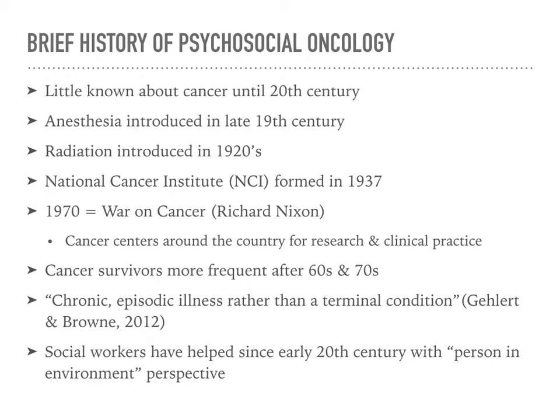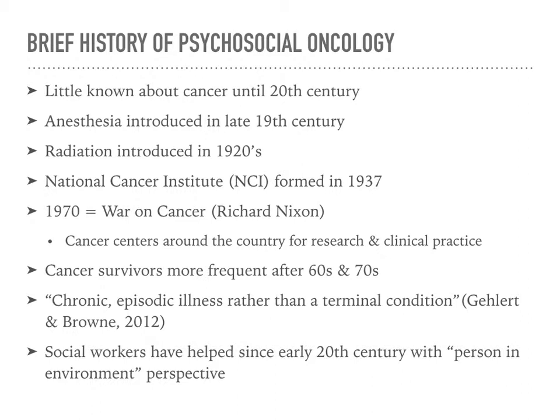So a brief history of psychosocial oncology. There was really little known about cancer until the 20th century, and people diagnosed often experienced really bad pain, incapacitation, disfigurement, smelling tumors, isolation, and a loss of self-worth. It was because little was known about the disease. So there was really nothing that could be done until the late 19th century when anesthesia was introduced, and then surgery was able to be used more frequently.